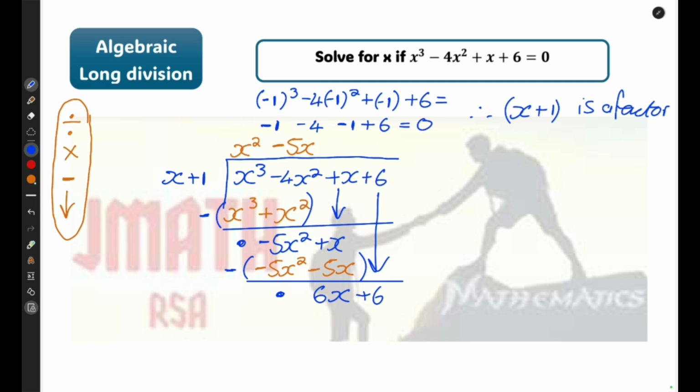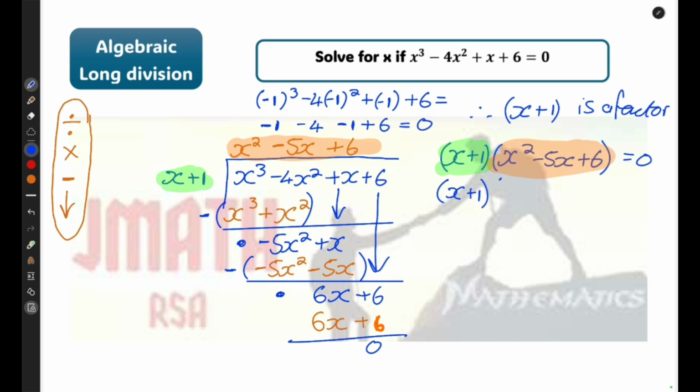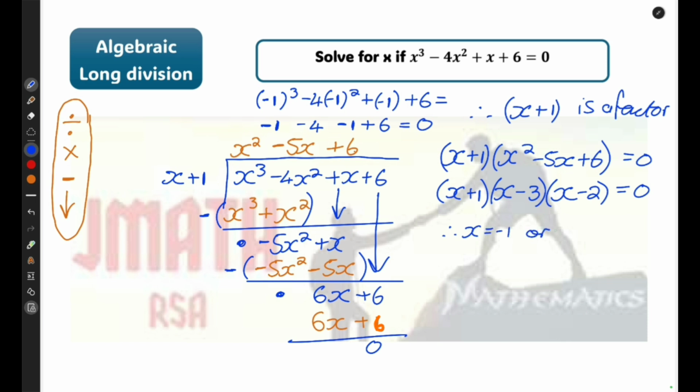And then I divide again by this factor. So 6x divided by x gives me plus 6. If I multiply 6 by x plus 1, it gives me 6x plus 6. And if I minus, that gives me a 0. Then I know I did it correct. Okay, so now to answer the question, I can say if I factorize this, the brackets would be x plus 1, x squared minus 5x plus 6, and that should equal 0. And I can just solve the trinomial. So x minus 3, x minus 2 is equal to 0. Therefore, x equals minus 1, or x equals 2, or x equals 3.